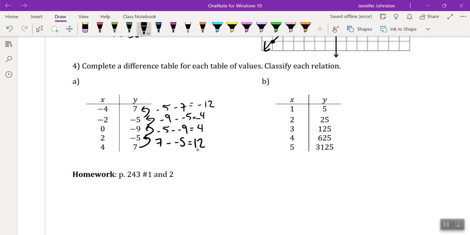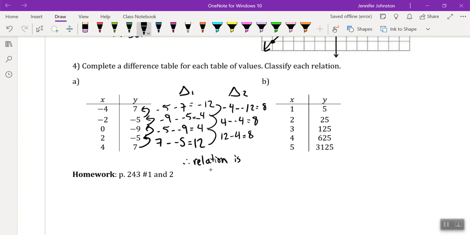All right, so let's go check out the next differences. And hopefully you see here that exponential functions does not mean it's the third difference, okay? It's not the third difference. For exponential functions, we're looking for that common ratio that's happening. So this would be our first difference. This would be our second differences. So there we can see that therefore the relation is quadratic.